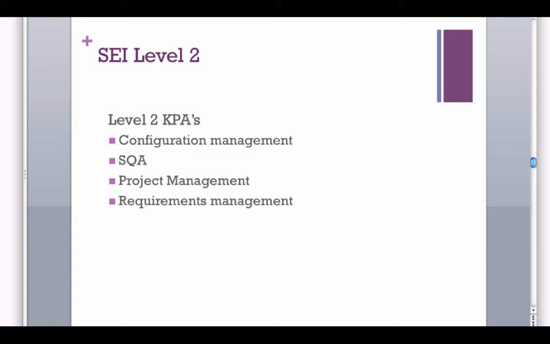And requirements management. Again, requirements are the key to any development project. We have to make sure that we are managing our requirements. We can't let any requirement slip through the cracks. If the biggest risk to building a piece of software is building the wrong piece of software, then we absolutely need to manage our requirements.